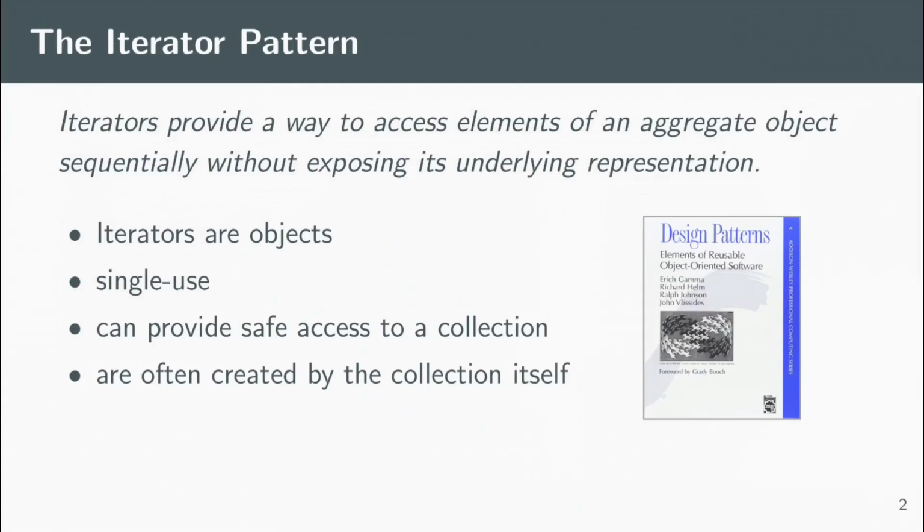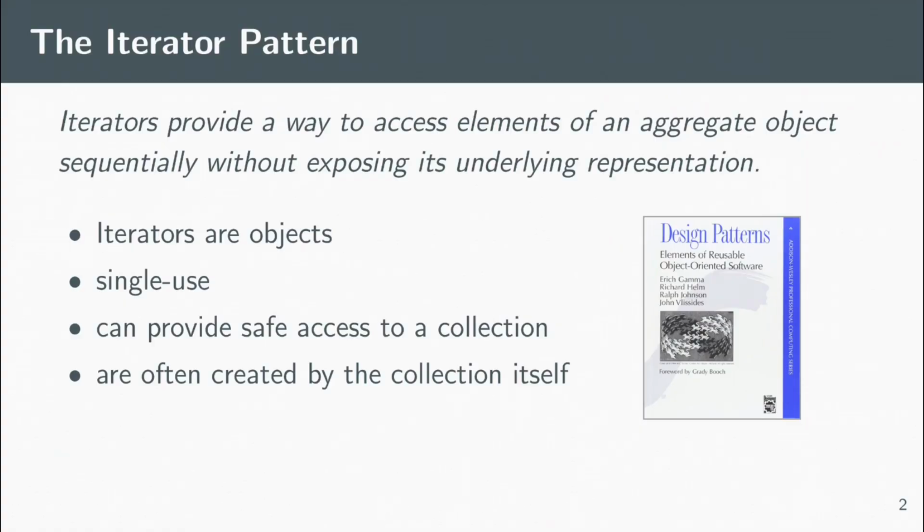Iterators give you a way to access the elements of an aggregate object, i.e. a collection, one by one without exposing the underlying representation. Iterators are objects, so they have attributes, methods, etc. And they're intended to be cheap and single use. They represent one iteration across the collection. Once you're done with the iteration, the iterator gets discarded completely forever.